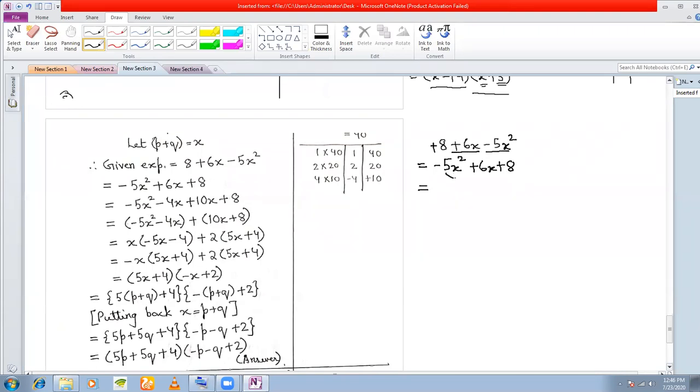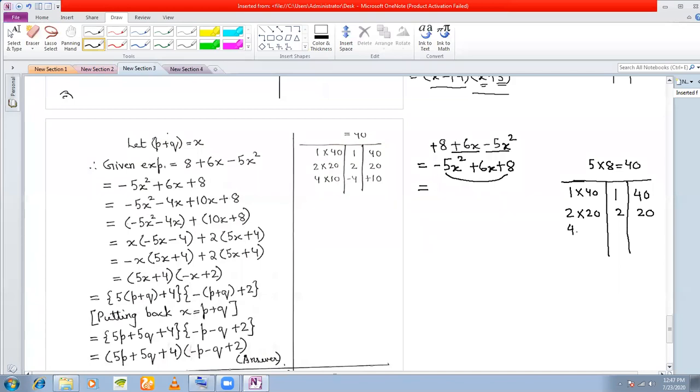So I multiply the coefficients 5 and 8. 5 into 8 will give you 40. So now I break it up into factors. 1 into 40, 1, 40, 2 into 20, 2 and 20. Will it give you plus 6? No. Any combination of signs will not give you.